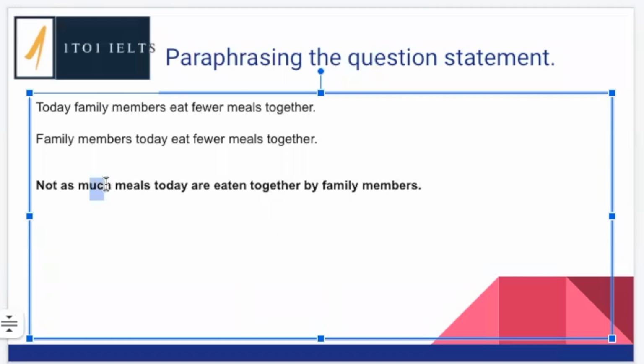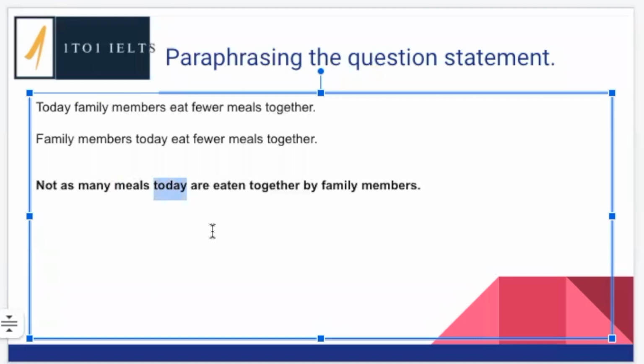What type of word do we use much with? Do we use it with countable or uncountable nouns? Uncountable, but meals, 1 meal, 2 meals, that's countable. So it's a really good idea, but we can't use much. What word should we use instead of much? Many, excellent. So that would be an alternative. So, not as many meals today are eaten together. Okay, so we found a synonym. I would have said, if you couldn't find a synonym, use fewer. Can you think of a synonym that has the same meaning as meals? Mary says, keep it the same. I would agree. I can't think of a synonym for meals.